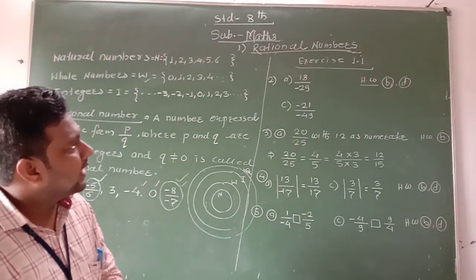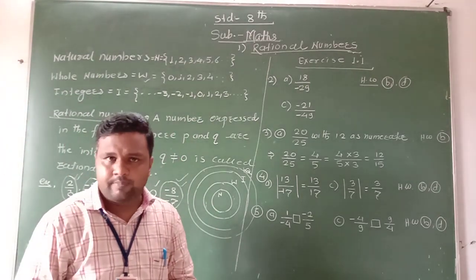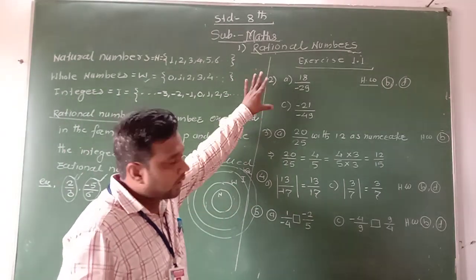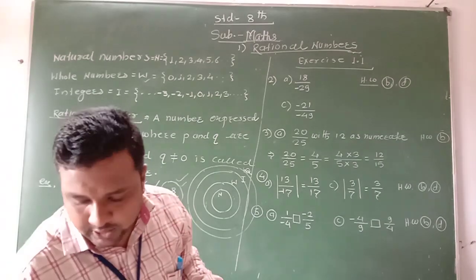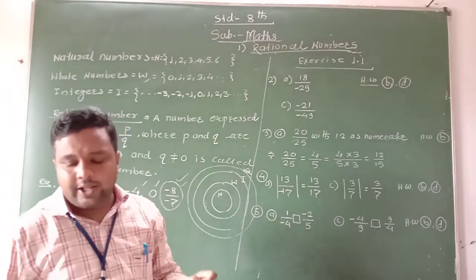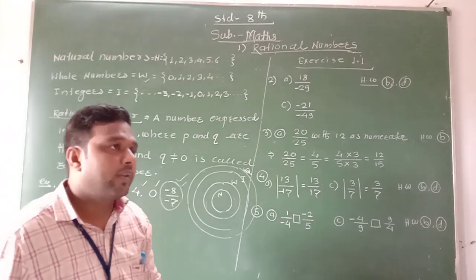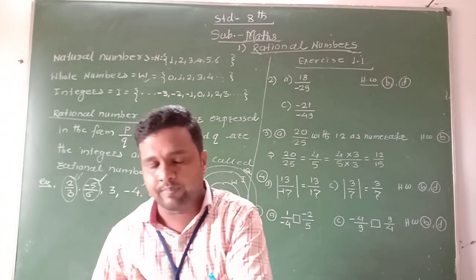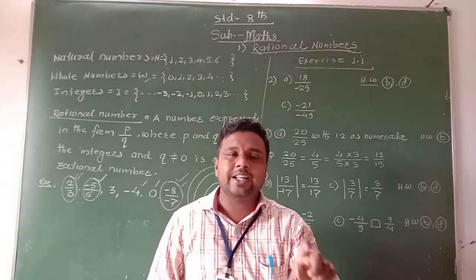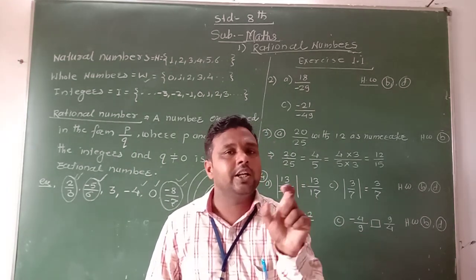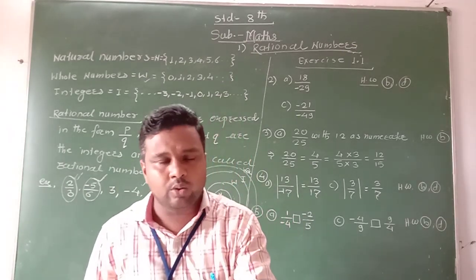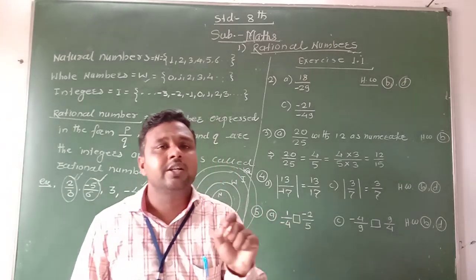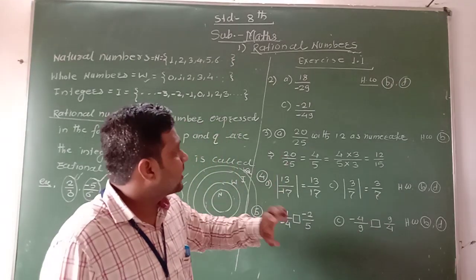Now we see some examples from practice set 1.1. Here I take the second example of the second question. The second question given in your textbook is: write the following rational numbers in their standard form. First let me explain what the standard form of a rational number is. A number which is in its simplest form and the denominator of that number is positive, then that rational number is said to be in the standard form.